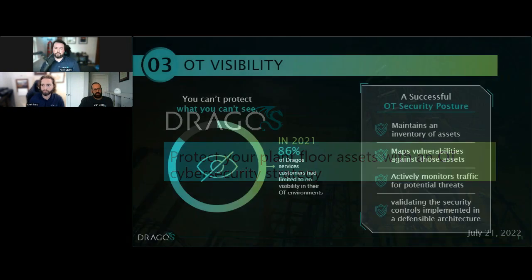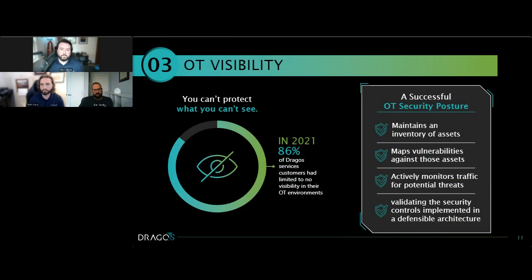So the third control is around OT visibility. As we discussed in the poll, we kind of covered what we would define this as, but if you can just give your thoughts, Nick, on why is it important, how to do it, and what does a good OT visibility program or capability look like? Yeah, absolutely. And I'll just reiterate the one quote that's on the top of the slide: you can't protect what you can't see. You really need to know what assets are in the environment.